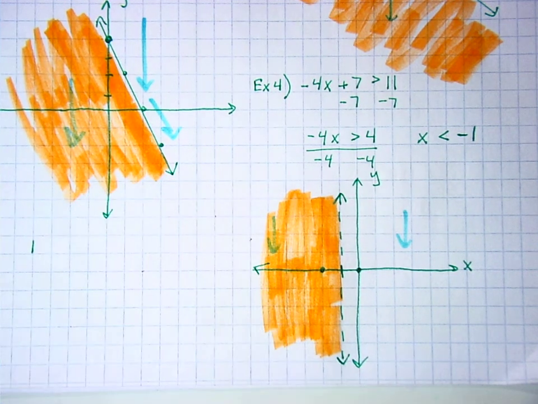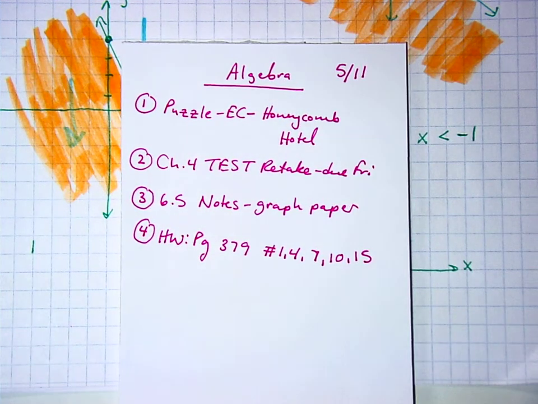So again, your homework is right here. It is page 379, numbers 1, 4, 7, 10, and 15. You do need graph paper for this, so if you don't have graph paper at home, then print some off from the internet. But you should have it at home because I had packets of graph paper sitting out for everybody. And I don't think you should have gone through it yet, so you should definitely have enough still. And if you don't, go ahead and print some out or grab some graph paper if you can.